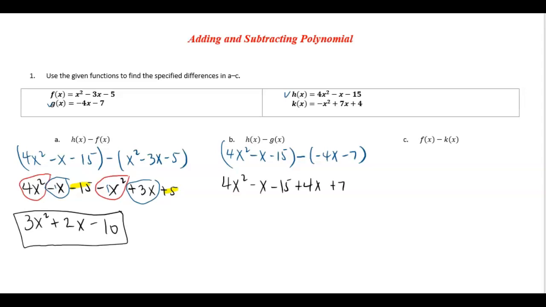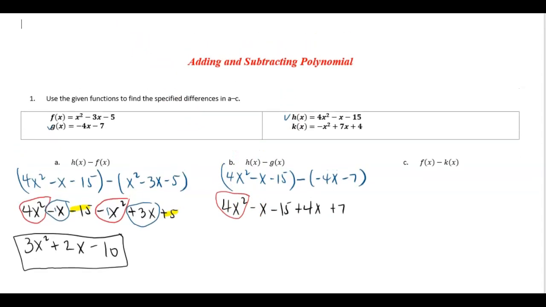Then we are ready to combine like terms. We got 4x squared here, and we have no other x squared. So that's the only term with the x squared. So we're gonna carry it down. We're about to carry this 4x squared here.